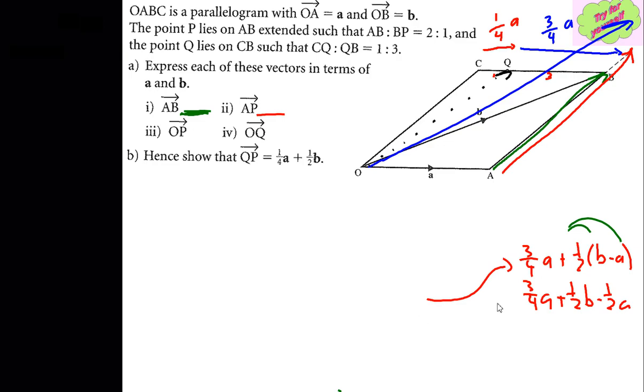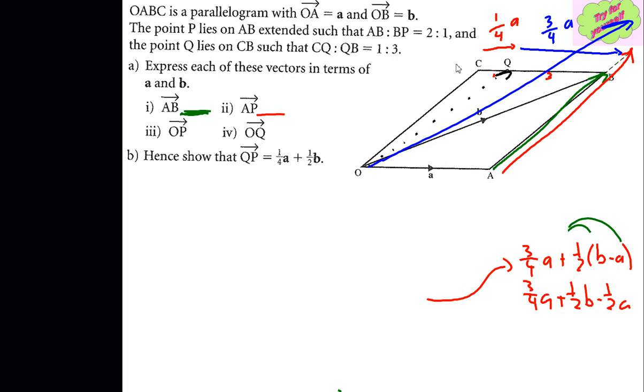Okay, so OABC is a parallelogram. Here's our parallelogram, with OA equals a, and OB equals b. The point P lies on AB extended such that the ratio of AB to BP is 2 to 1. And the point Q lies on CB such that the ratio of CQ to QB equals 1 to 3. What on earth does that mean? Express each of these vectors in terms of a and b.